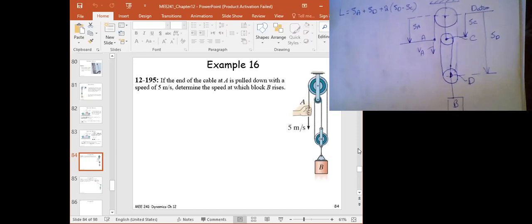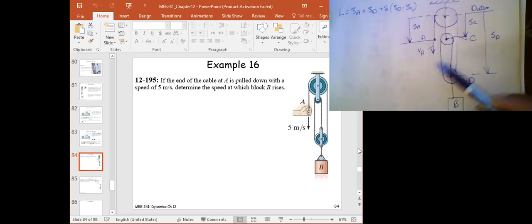Doctor, a small question. Yes. Do we always take the reference from the datum? Yes, the reference must be. Didn't we take the SC on the left as SD minus SC? Because we took it from the origin.